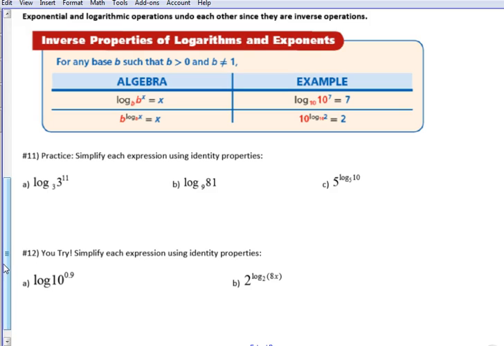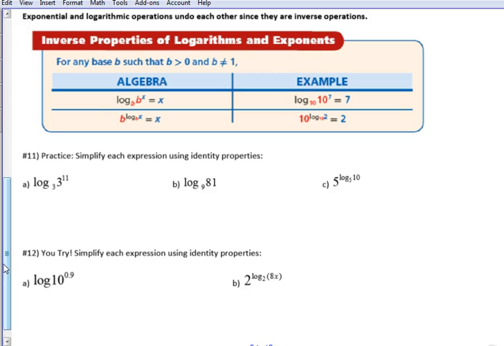So the example, I have log base 10 of 10 raised to the 7th. Since those 2 10s are next to each other, they get to cancel out, and just 7 is left. The next one, if I have a base that's raised to an exponent of a log with the same base, the base and the log gets to go away, and the value is left. The example is 10 raised to the log base 10 of 2. So 10 log 10 get canceled off, and 2 is left over.